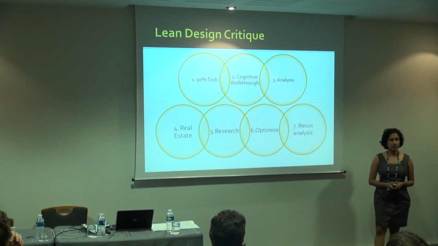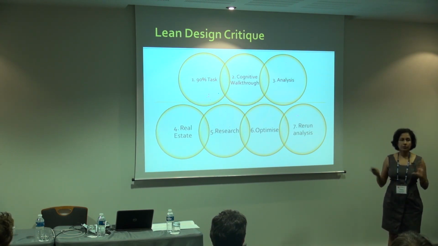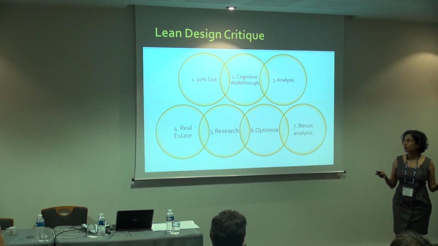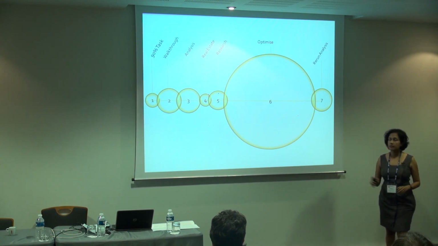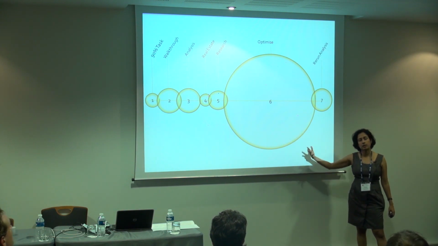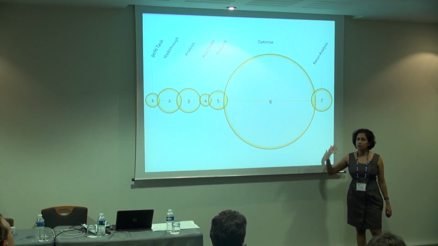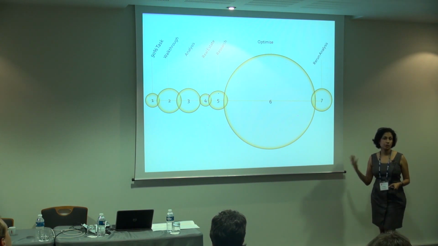Okay, so those are the steps of the lean design critique. Another point I really like to emphasize is, although I've got them here all equal size, if you were to put it in the context of how long it took us, I think this is more realistic: at the end of the day, most of the work is happening here in the optimize step, where you're actually writing the code, testing the code, and doing corner cases and good coding and everything. And all the rest of it can really be done in a relatively short space of time.